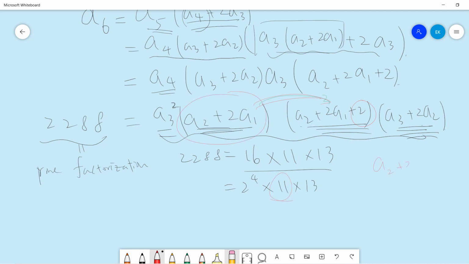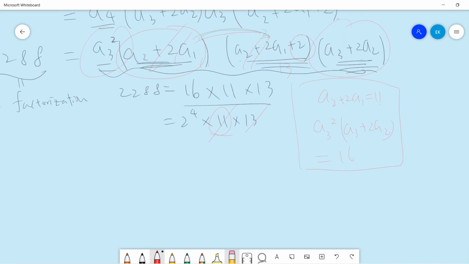So a2 plus 2a1 should be 11. And then a3 plus 2a2 is 13. So now we already used these two, and we still have this factor, so we get this term is 16. Right, so now we have the possibilities that a2 plus 2a1 should be 11, and a3 squared plus a3 plus 2a2 should be 16. Okay, so I can count how many solutions.